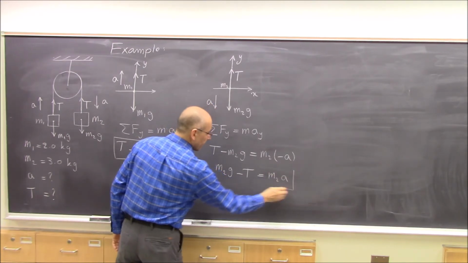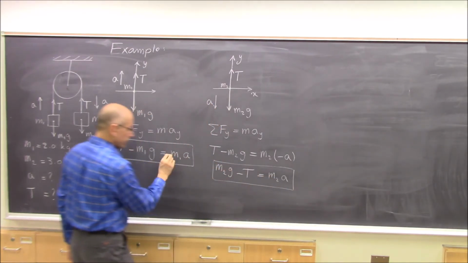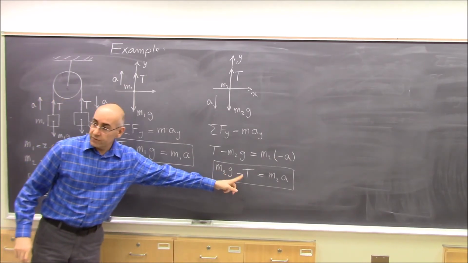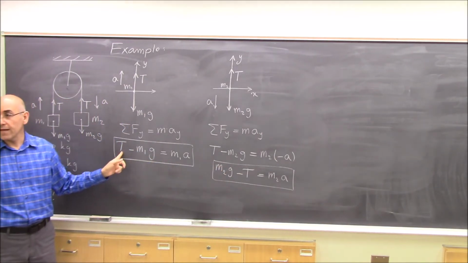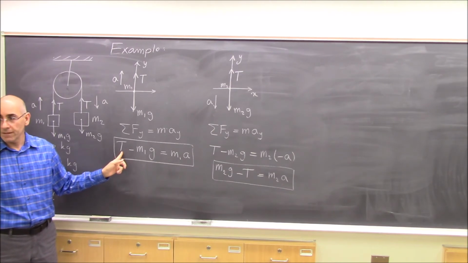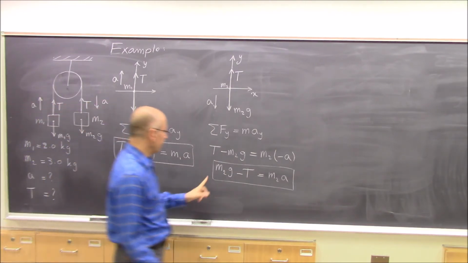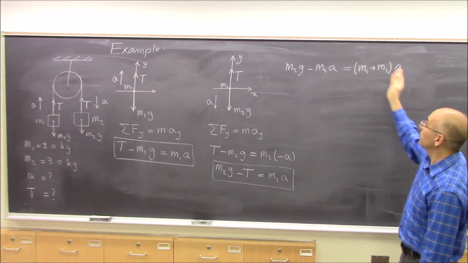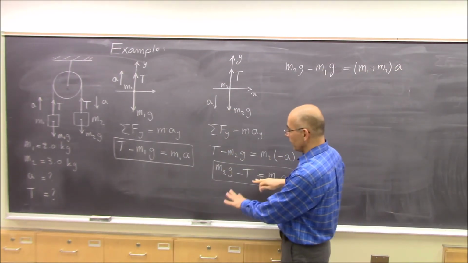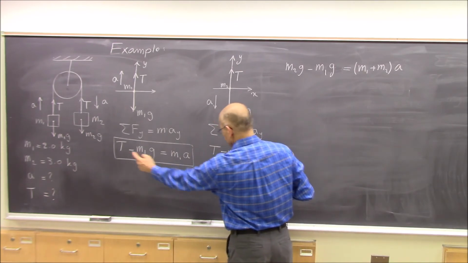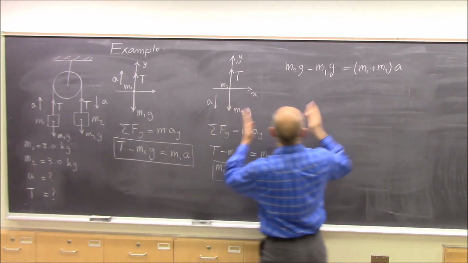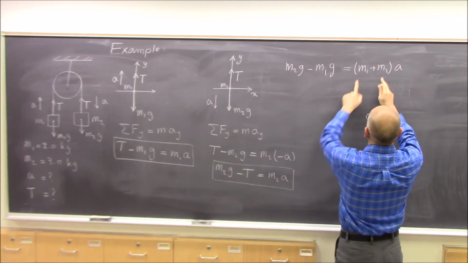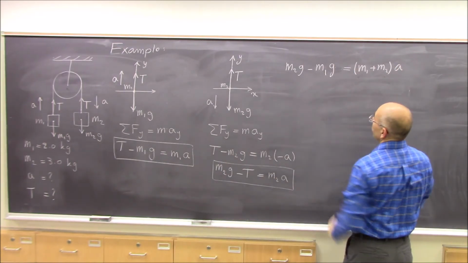And now I want to solve these two equations, two unknowns. Because this has negative T and this has T, I can add them to eliminate T. If I add them, what do I get? We're adding the two equations. T and T cancel, so you get M2G minus M1G on one side, and M1a plus M2a on the other side, so I can factor a.